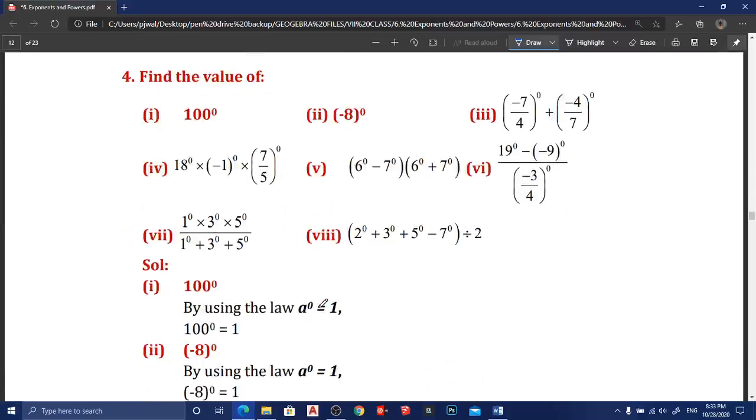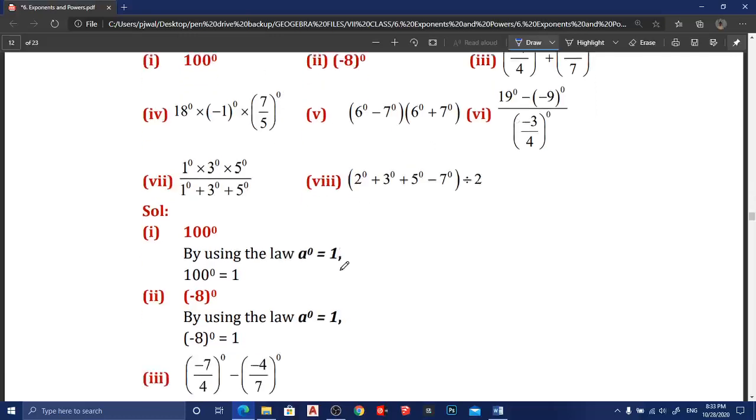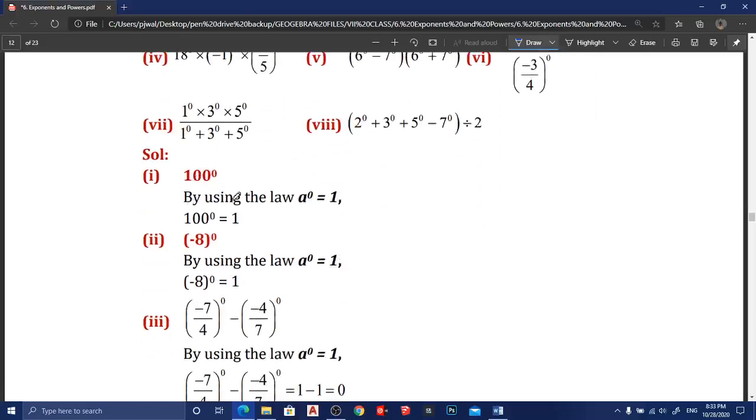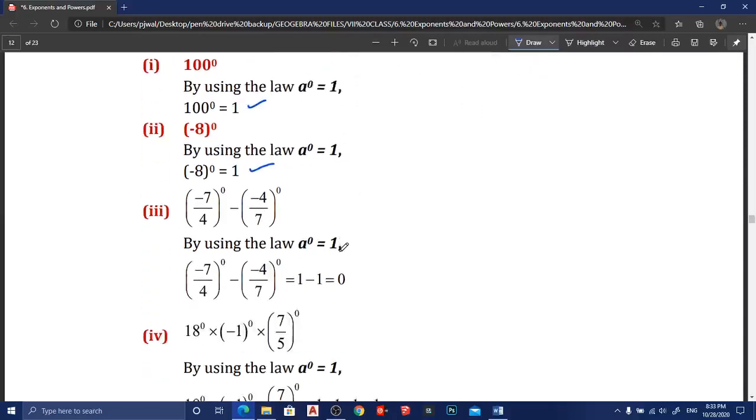Find the value of. So this one is very easy. You have to use the formula: anything to the power of 0 is equal to 1. So 100 to the power of 0 minus 8 to the power of 0. So these problems you have to solve. What is the first problem here? 100 to the power of 0. By using the law, 100 to the power of 0 is equal to 1. Here minus 8 to the power of 0 is also 1 by using this same law. Here minus 7 by 4 to the power of 0 is also 1, or minus 4 by 7 to the power of 0 also 1. So here it is also 1, this is also 1.